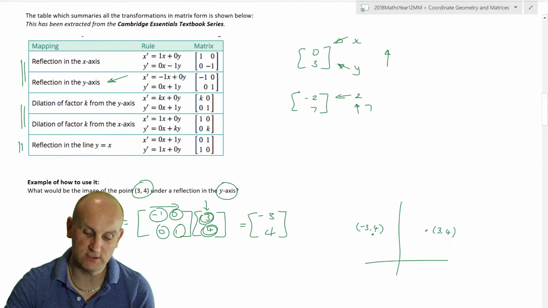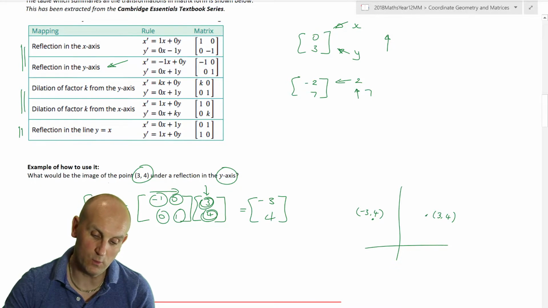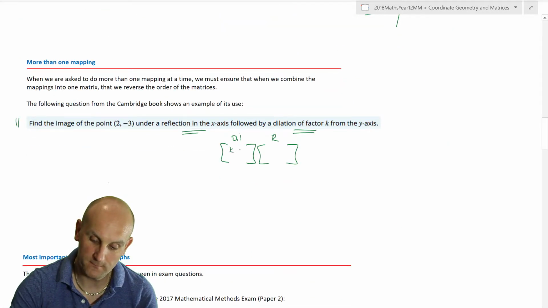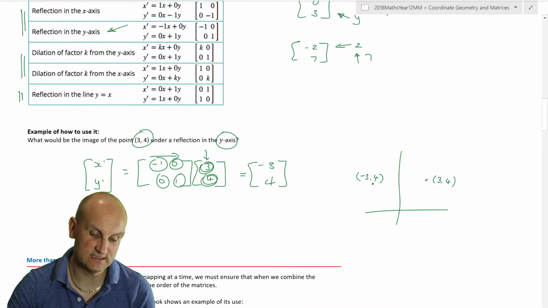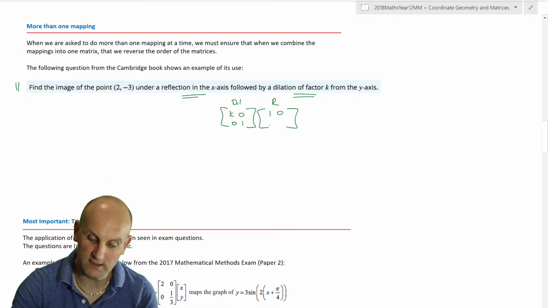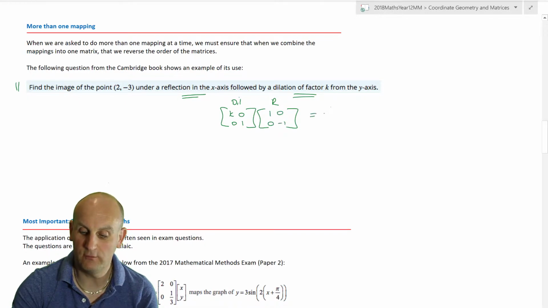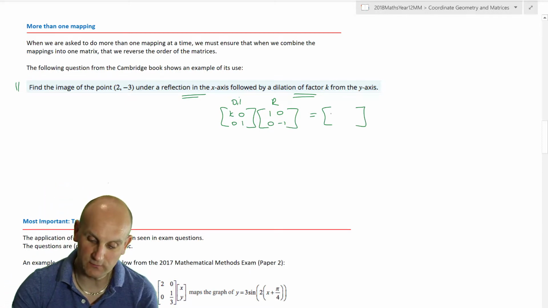So my dilation matrix, going back to my document here, is k, 0, 0, 1, and my reflection in the x-axis gives me 1, 0, 0, minus 1. So 1, 0, 0, minus 1. So doing a little bit of matrix algebra, I get k times 1, which is k.